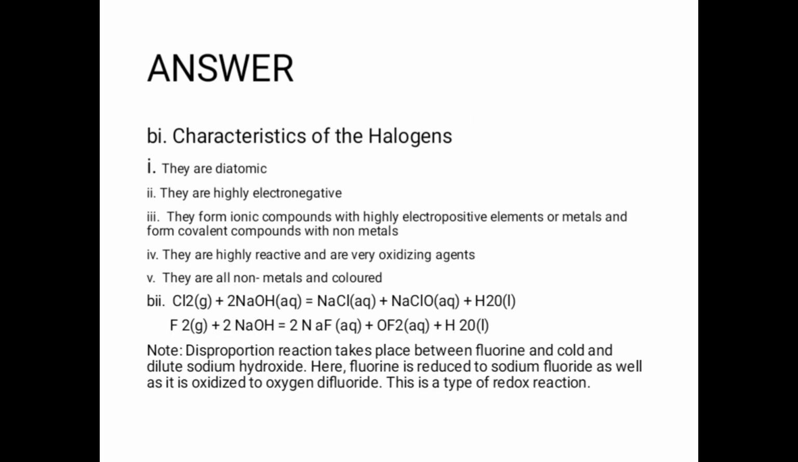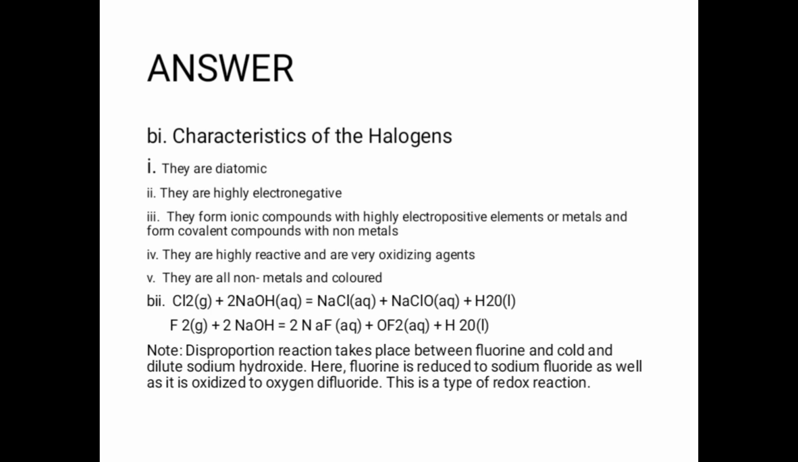Okay, let's look at the answer. Some of the characteristics of the halogens. Number 1, like we have said, they are diatomic. Number 2, they are highly electronegative. Number 3, they form ionic compounds with highly electropositive elements or metals, and they form covalent compounds with non-metals. We have said that they are highly reactive and are very good oxidizing agents. We have also said that they are all non-metals and colored.